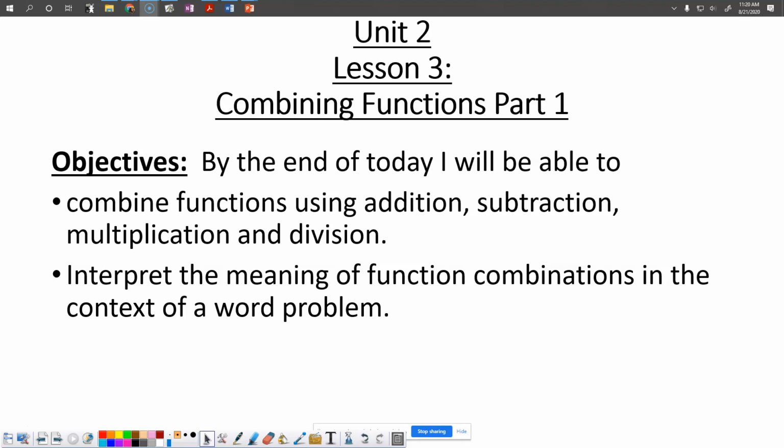By the end of the day, you will be able to combine functions using addition, subtraction, multiplication, and division. And then we're also going to look at some word problems where you would want to combine some functions together, just so you can understand, well, what's the point of combining functions? In a word problem, you can see what the two functions are and why you might want to combine them together. And so we're going to interpret what these combinations would mean in the context of a word problem.